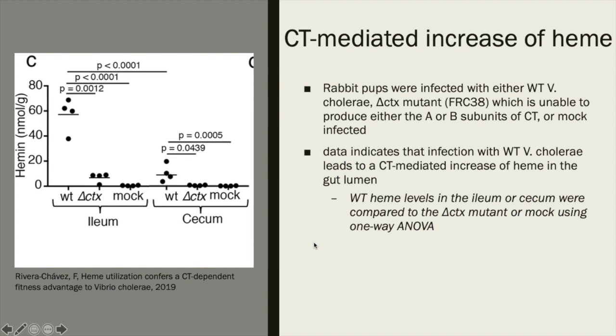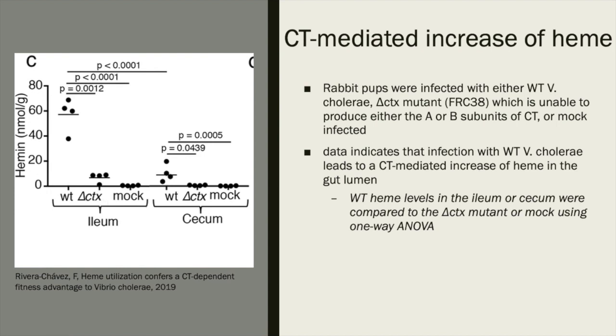The goal of this experiment was to see how much hemin was found in the ileum or the cecum of these pups, according to what they were infected with. So the hypothesis was if the rabbit pup was infected with the wild type, that there would be more hemin found. And you could see that this was true, seeing that the wild type rabbit pup had a lot more hemin found, or amounts of hemin, than the mutant or the mock pup.